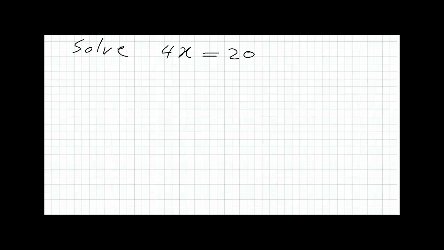Another example, 4x is equal to 20. We need here to undo the multiplication. So in 4x, x is multiplied by 4. We need to divide it by 4. We will do the same thing on the other side. So it's clear now that x is equal to 5.